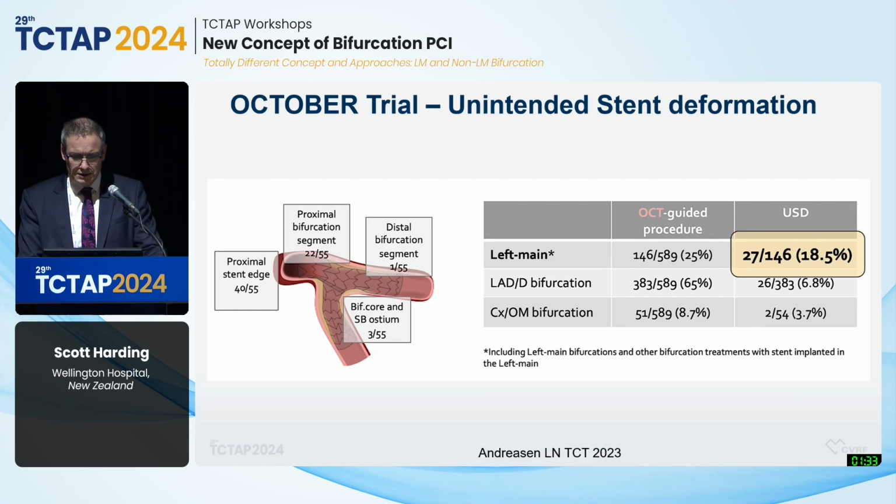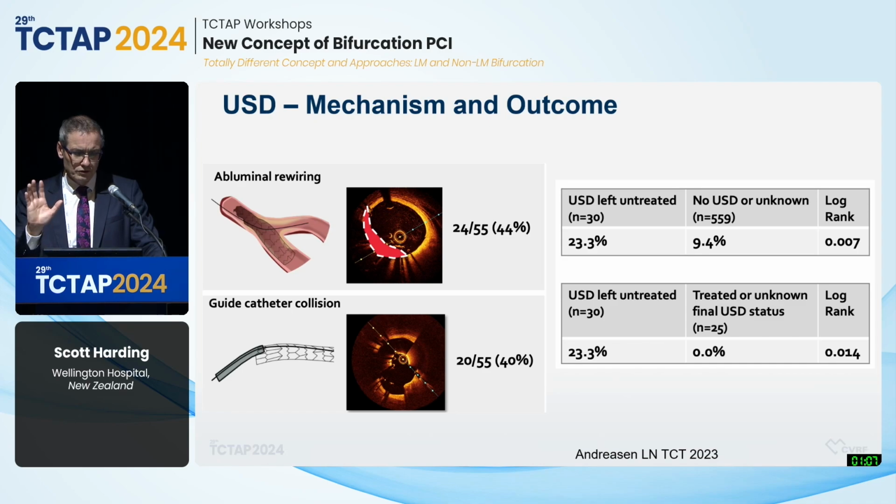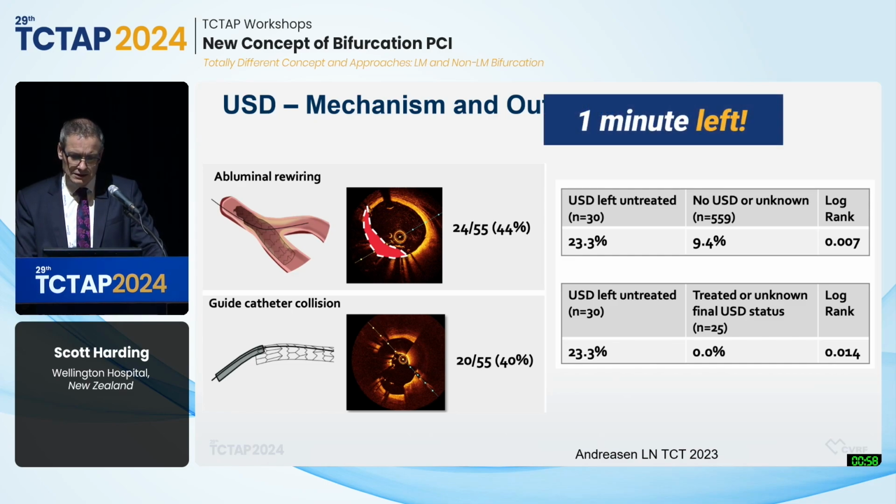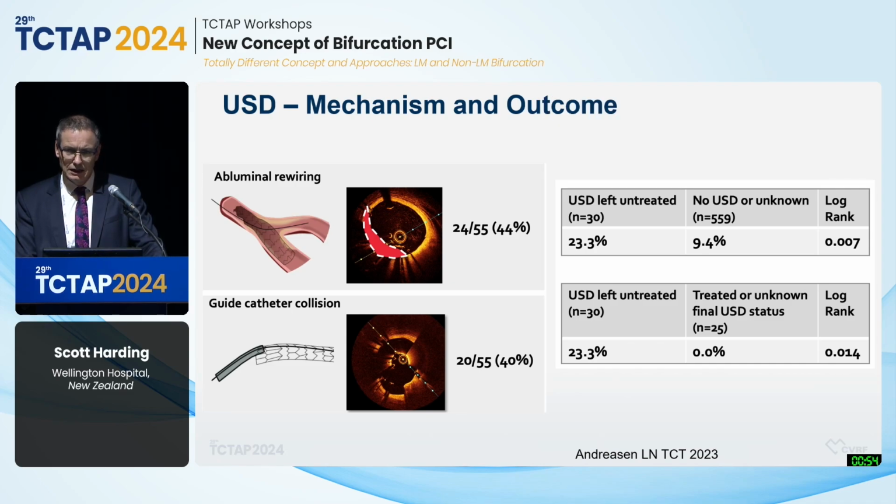One of the things that was surprising is that 9% of cases had unintentional stent deformation identified. And when you looked at the left main, 19% of cases had unintentional stent deformation. These were good bifurcation operators. And of course, that's a difference between left main and non-left main. We're much more likely to get unintentional stent deformation because one of the important mechanisms is guide catheter collision, and you're not going to get that in a LAD D1. And abnormal wiring being the other one. So I think this is an important thing, and when we're doing complex left main bifurcation, two-stent bifurcation, we're more likely to get this, and we really have to pay attention.